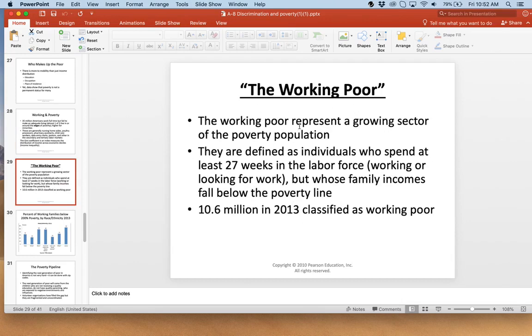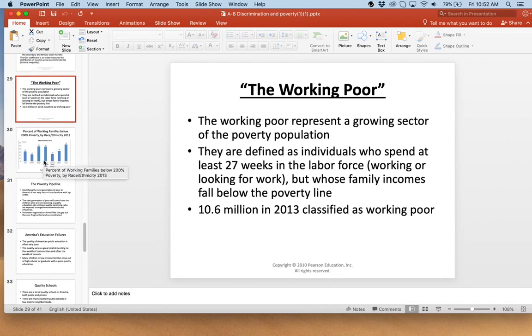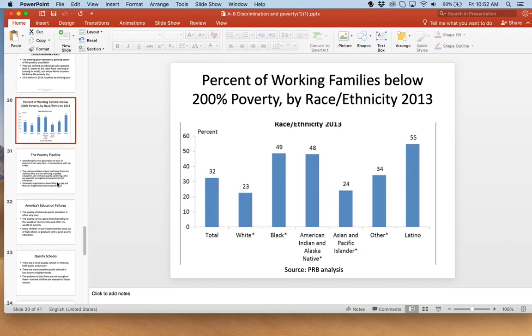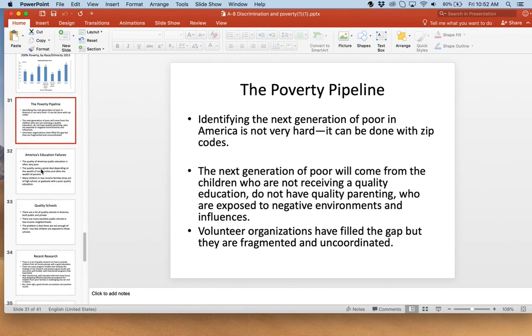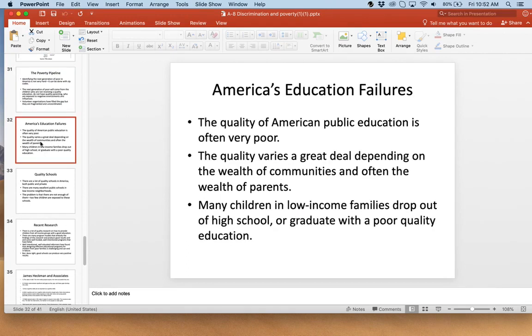Who are the working poor? Read a little bit about who the working poor are. I think the book can explain that very well. Percent of working families below 200% poverty by race. See that graph, who among race and ethnicity is more poor than others. The poverty pipeline, what does it mean? Read a little bit about that. The book explains very well, and the notes will also give you some ways of how to know what the poverty pipeline is.